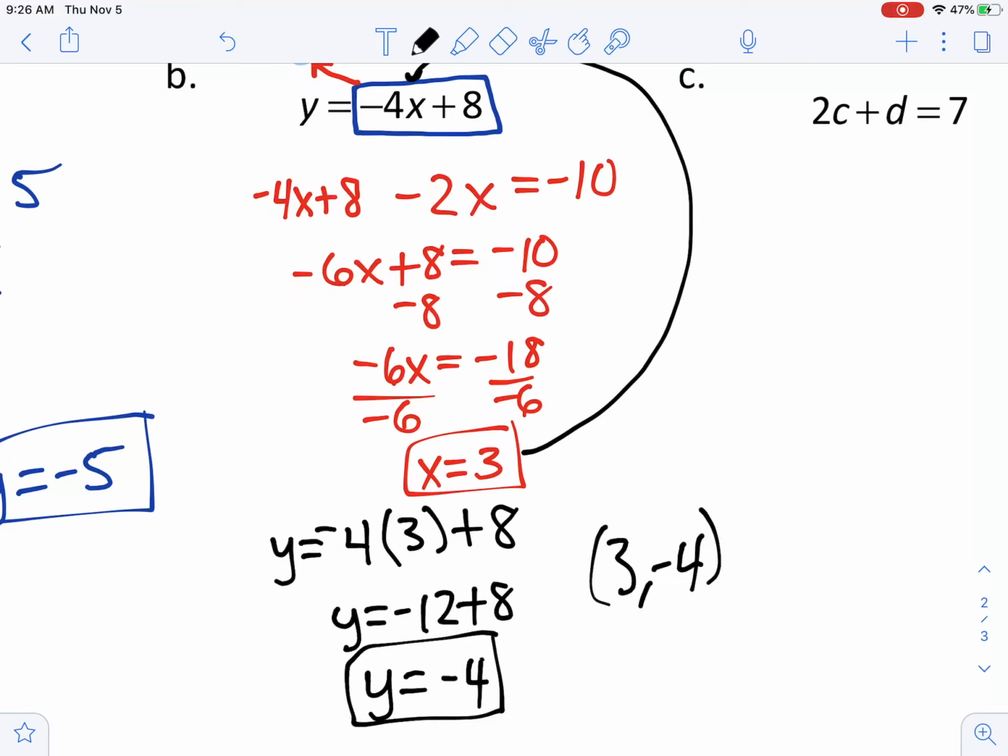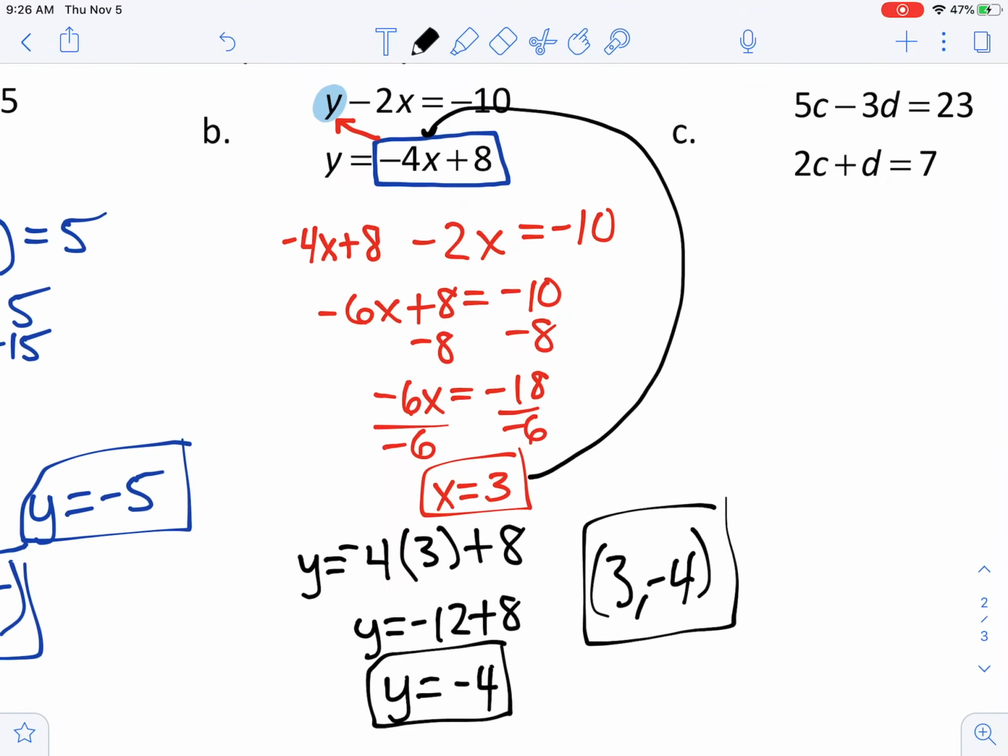So your coordinate, your solution, the place where these two lines would intersect if you graphed them, is at 3, negative 4. Okay? You could have graphed these. One of them was already in y equals mx plus b format. The other one was not, though. You'd have to move things around and graph it appropriately. As I've said in the past, I would prefer to do a non-graphing method. This is my personal choice.